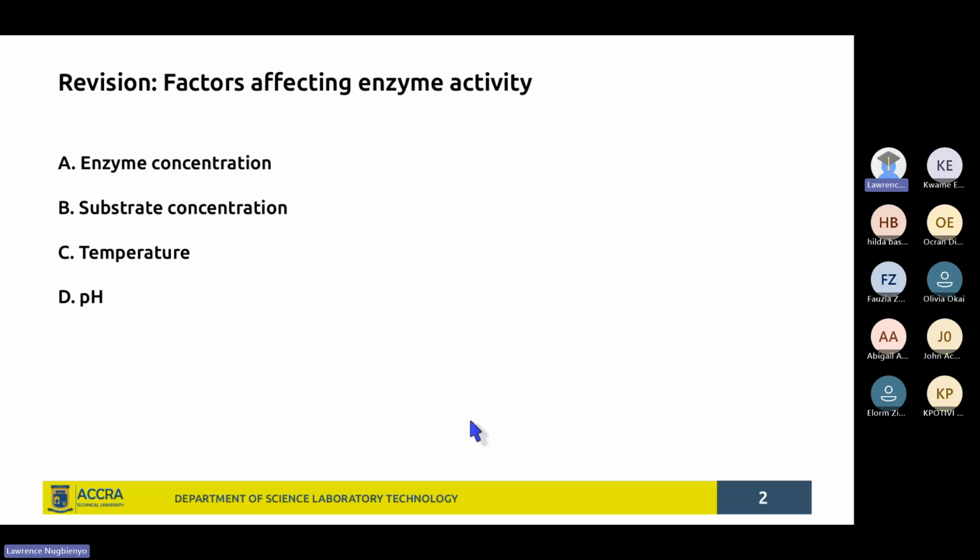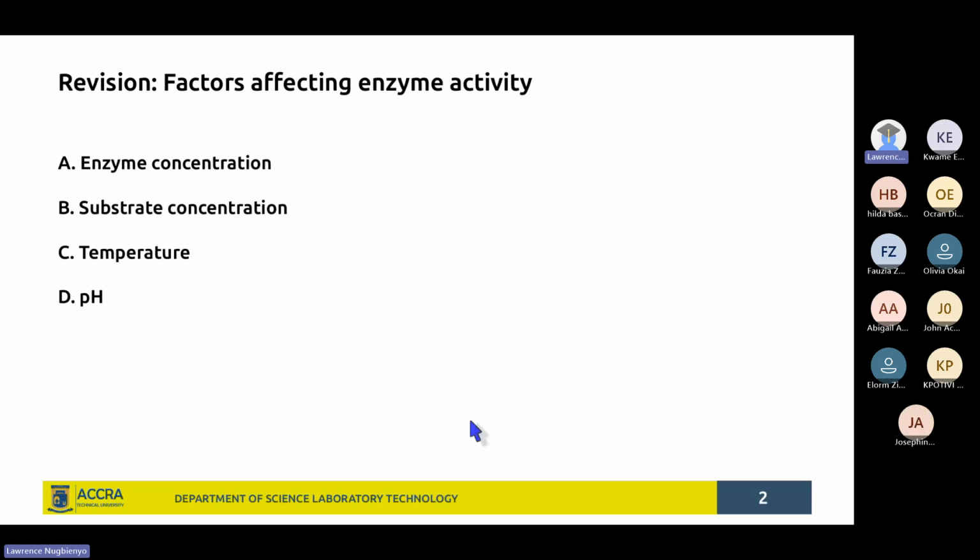All right, so quickly, I want to draw your attention to something which we did already in the first year, which is on factors affecting enzyme activity. In general, the things we did, you should go and revise them, but we can go over this quickly. So we took 4 main factors which affect enzyme activity, which are enzyme concentration, substrate concentration, temperature, and pH.